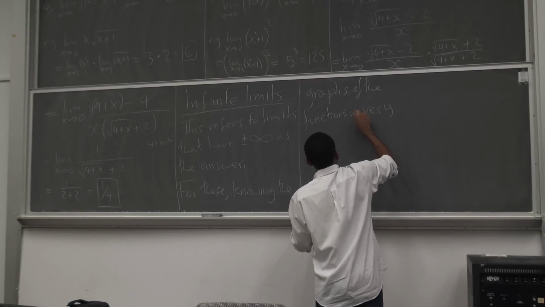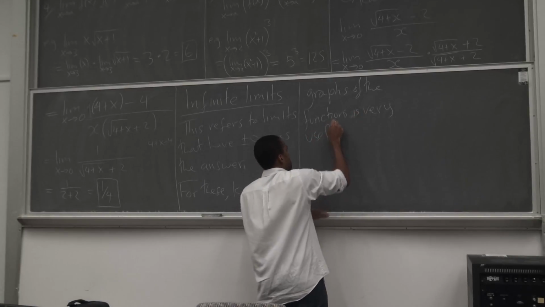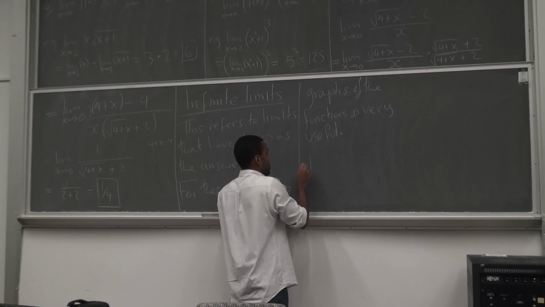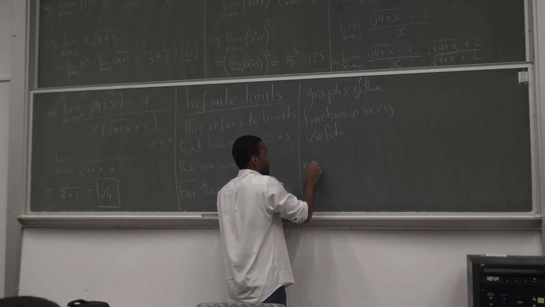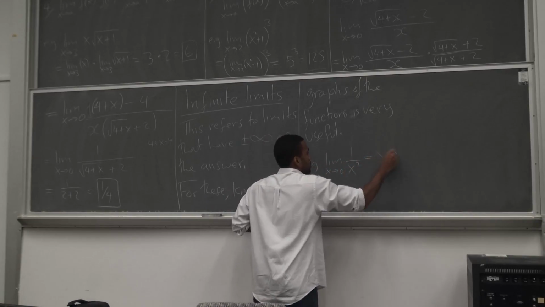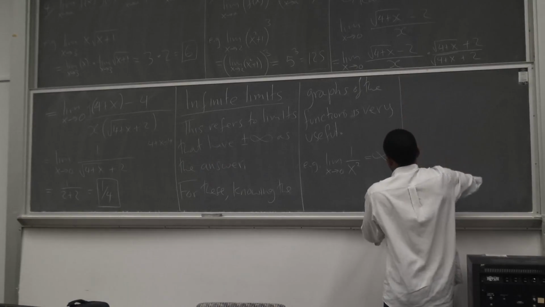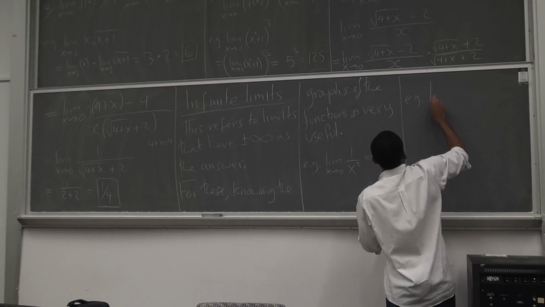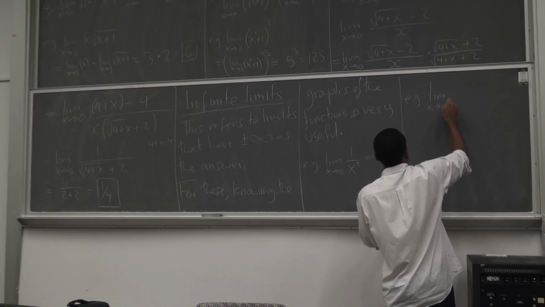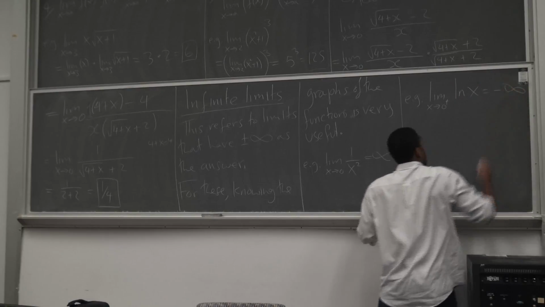Functions are very useful. I've shown you a couple of common ones already. So this is like an example: the limit as x approaches 0 of 1 over x squared is what we would call an infinite limit because the answer is infinity. I could also talk about something like the limit as x approaches 0 from the right of ln x, and that answer is negative infinity.